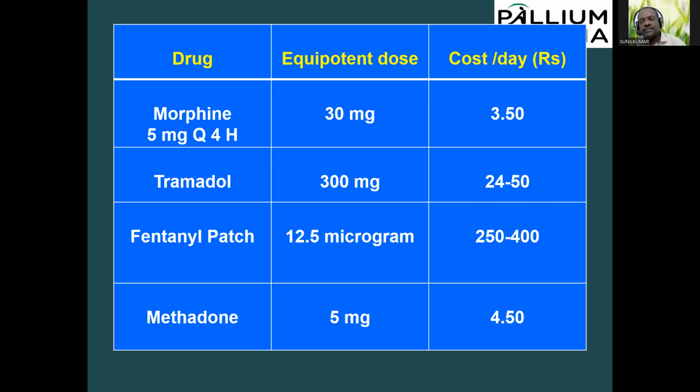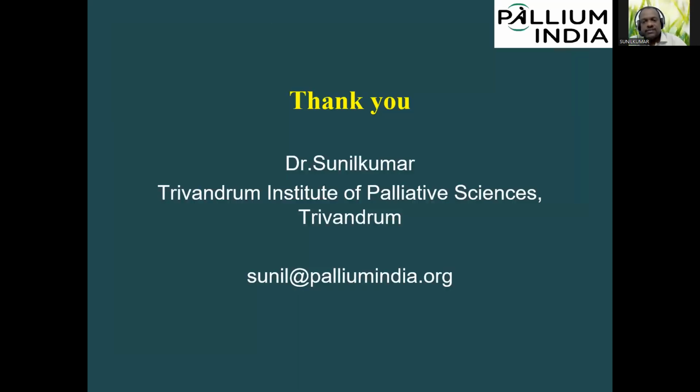And the buprenorphine patch will be in the range of 1,000 rupees. But with methadone, it will be ₹4.50. So this is the difference. And there will be many pharmacies stocking buprenorphine patches and transdermal fentanyl patches. But the question is, are our patients able to afford these costly medications? Whenever we write, we have to also think about this. So morphine and methadone are cheaper medications. Nobody will promote them.